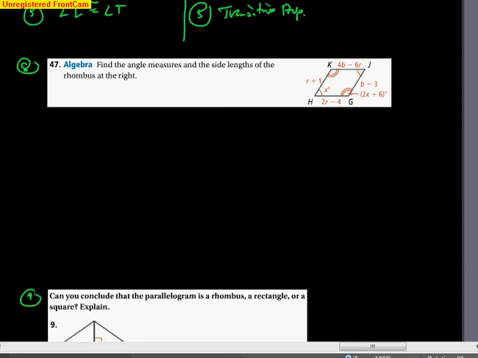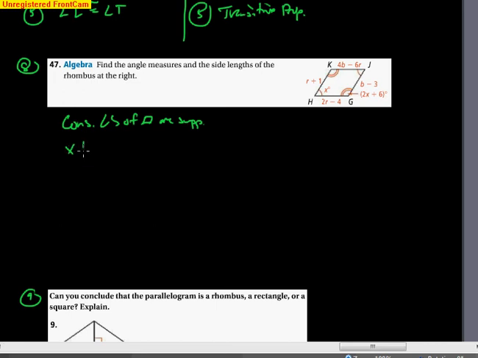So look what we have here. Okay, we have this picture. Let's start with the angle measures. Now remember that this is a parallelogram, right? A rhombus is a parallelogram. Notice your angle measures, x and 2x plus 6. They're consecutive angles. We still can use the fact that consecutive angles of a parallelogram are supplementary.